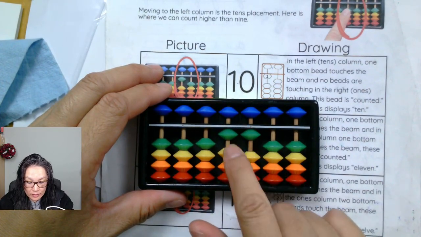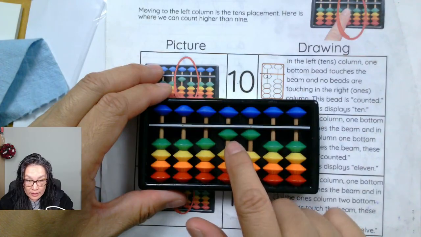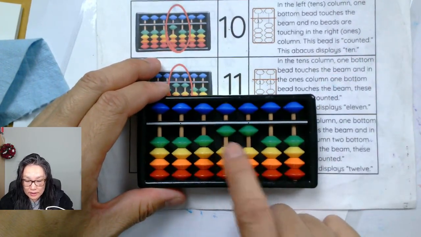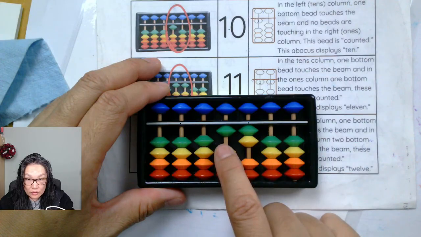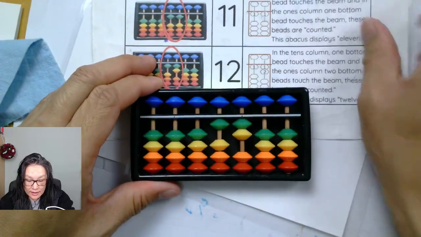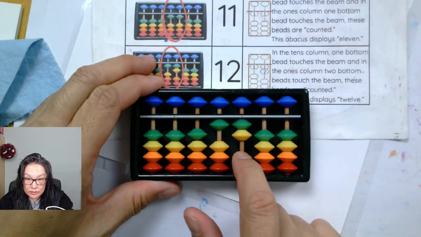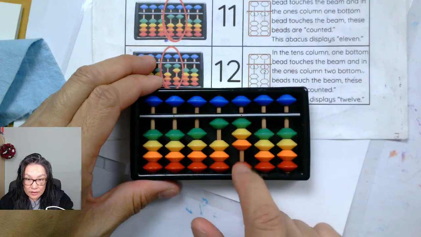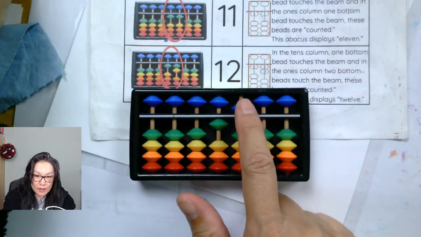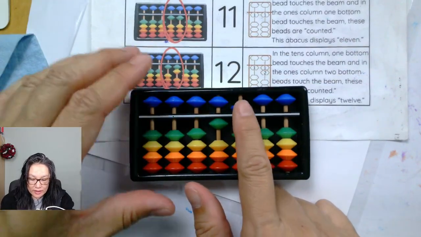When we do it, that would be 11, right? 1 and 1. So this is 11. And then we have 12. 12 is a 1 and a 2, just like that. When we do 13, 14, and then 15, the top bead will always be 5. When we look, this is 15.